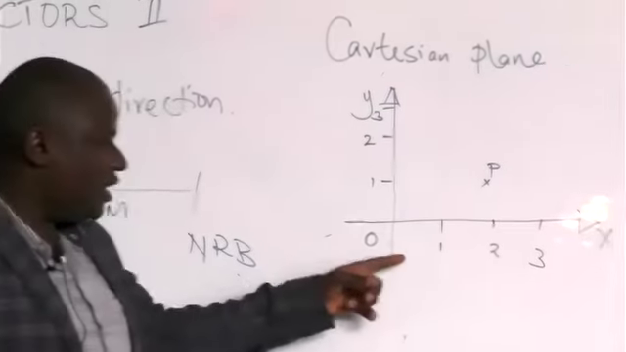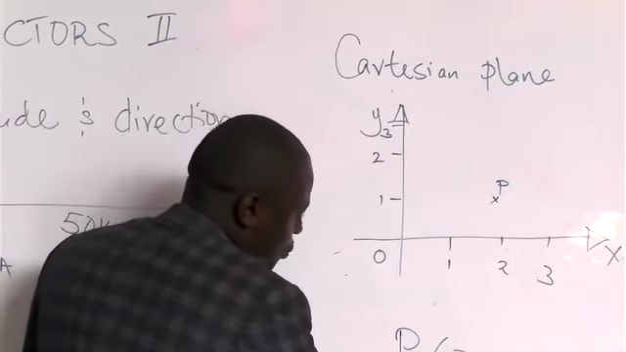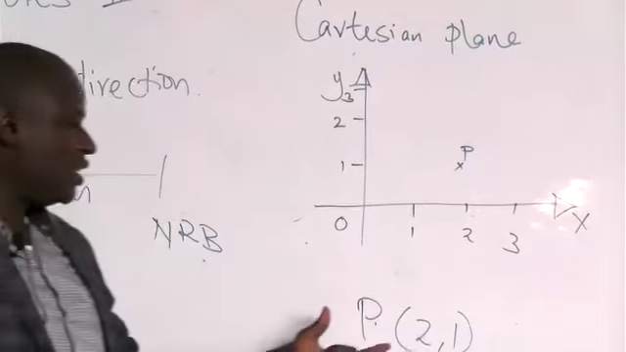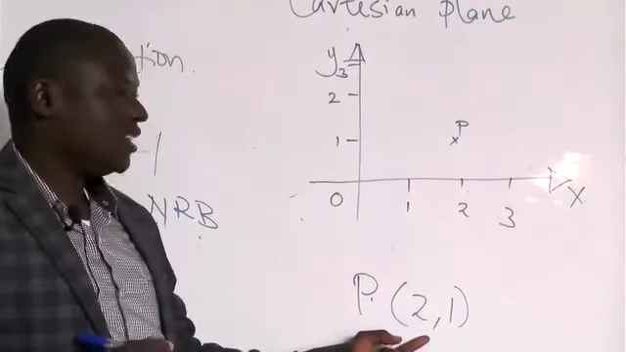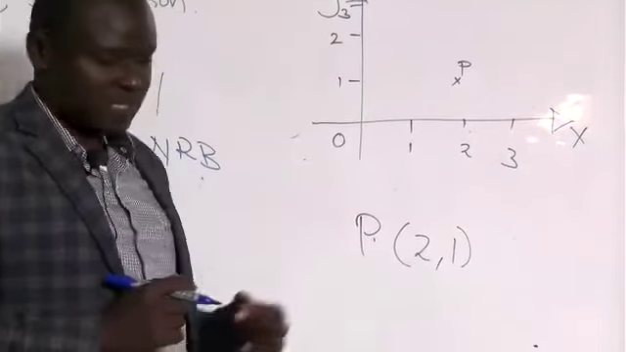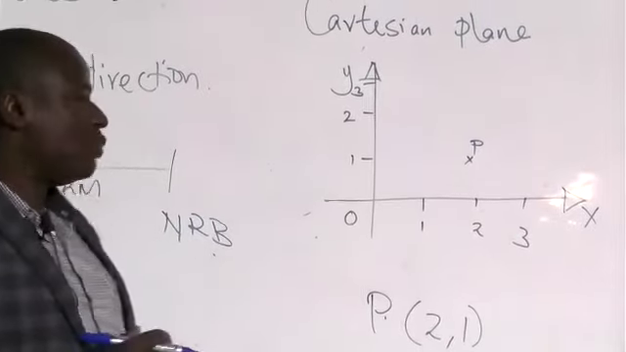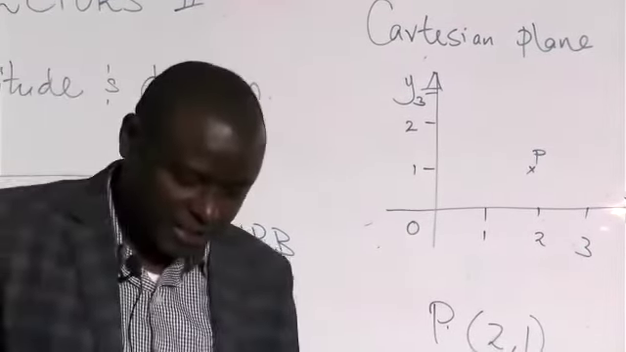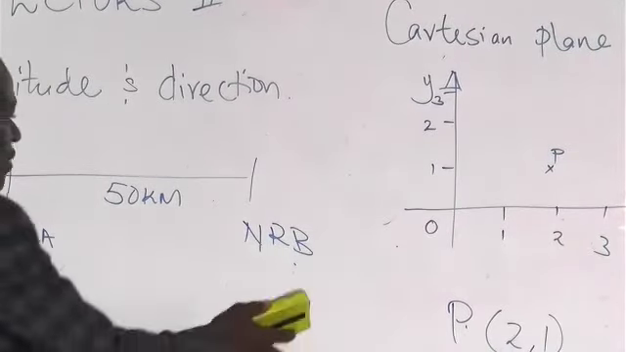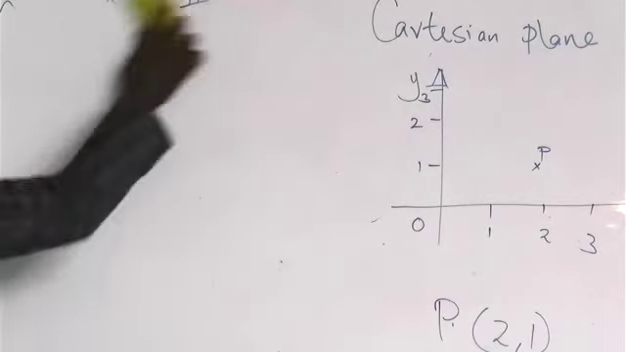which can be read as P(2, 1). Remember, students, we read a point starting with the x coordinate followed by the y coordinate to get the coordinates of that point. And therefore, we can locate this point P using vectors. I want us to look at some examples of vectors now that I have introduced to you the Cartesian plane.